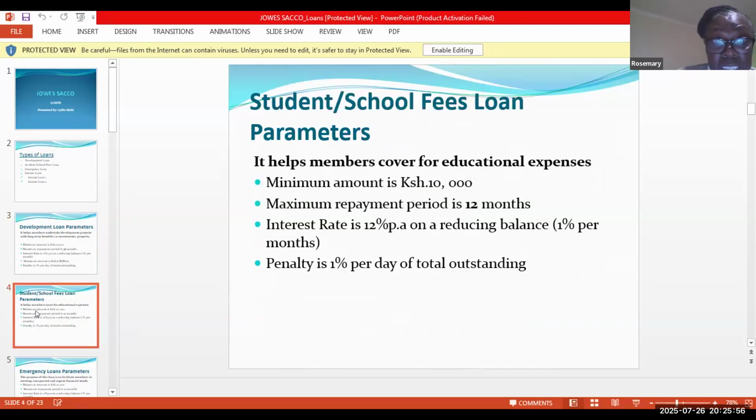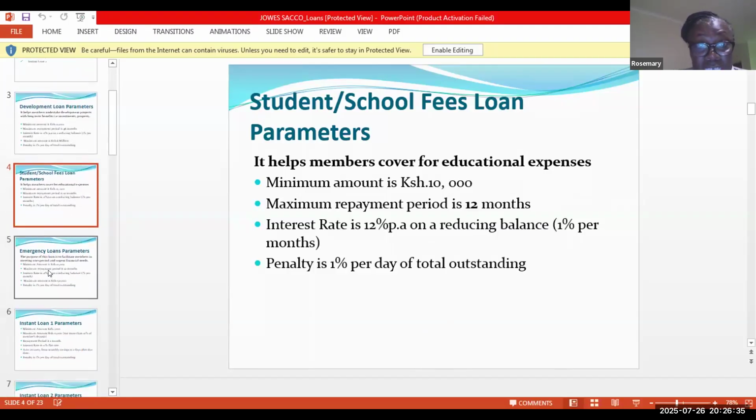The second one is the student or school fees loan. This one helps members to cover educational expenses, which could be for yourself or for your dependents. The minimum amount is 10,000. The maximum repayment period is 12 months for the education loan. The interest is 12% per annum on reducing balance, which is also 1% per month. The penalty is 1% per day of total outstanding, if you are late in payment.